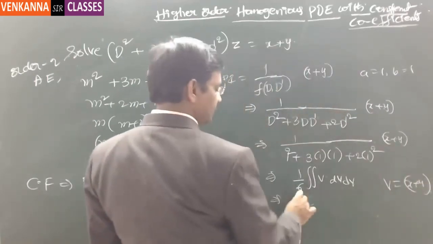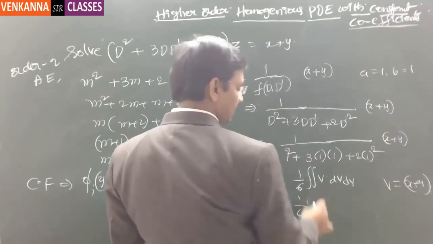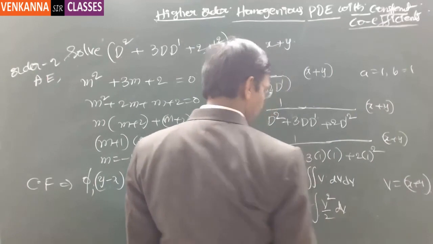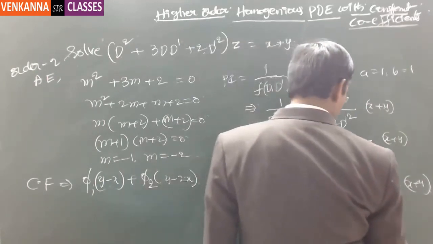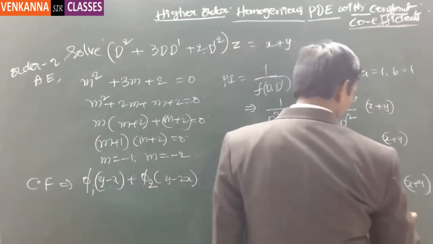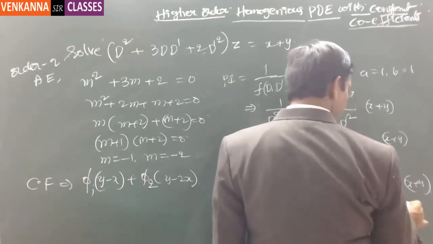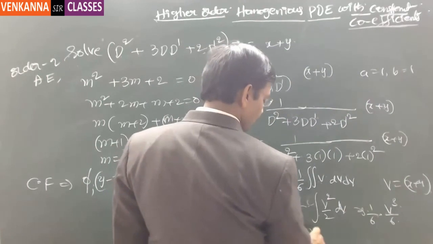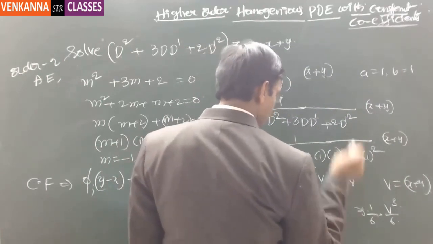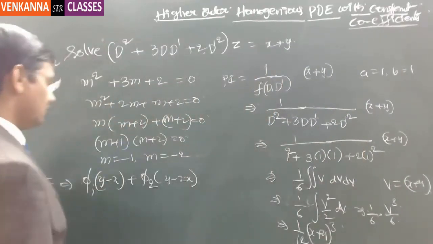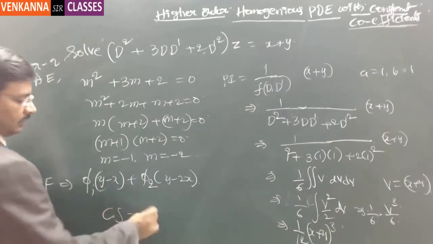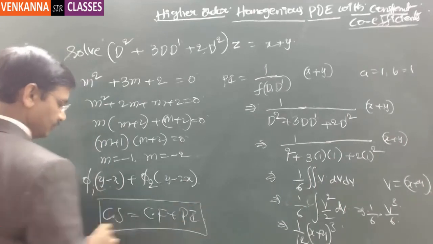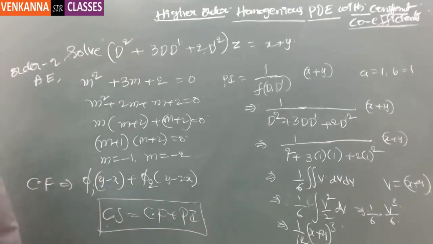And then this is 1 by 6 times the integral of v, which is v squared by 2. And again do the integration with respect to v. So this is 1 by 6 times v cubed by 6. And then substitute the values, that is 1 by 12 times (x plus y) whole cube. So this is a particular integral. So the complete solution will be CF plus PI. So this is the complete solution. Got it?